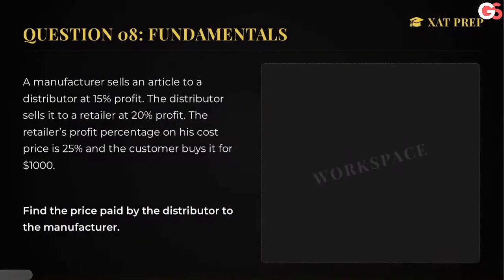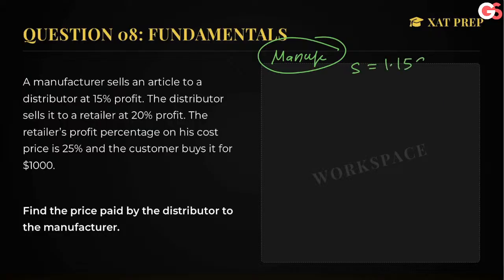A manufacturer sells an article to a distributor at 15% profit. So let's write from the manufacturer's point of view. If I assume the cost price to be C, then the selling price is 1.15 C. At this price, who buys? The retailer buys. Now coming to retailer.